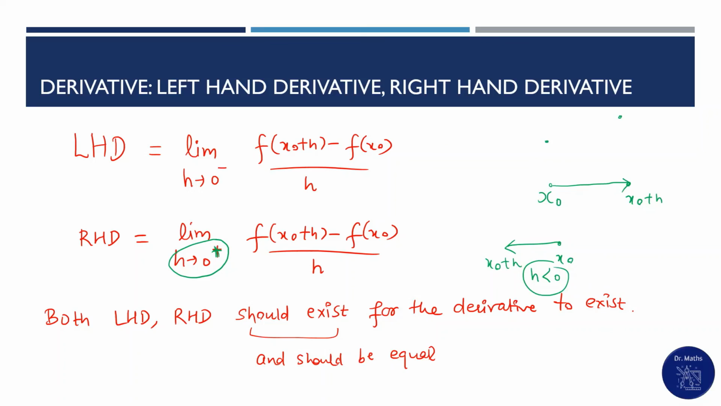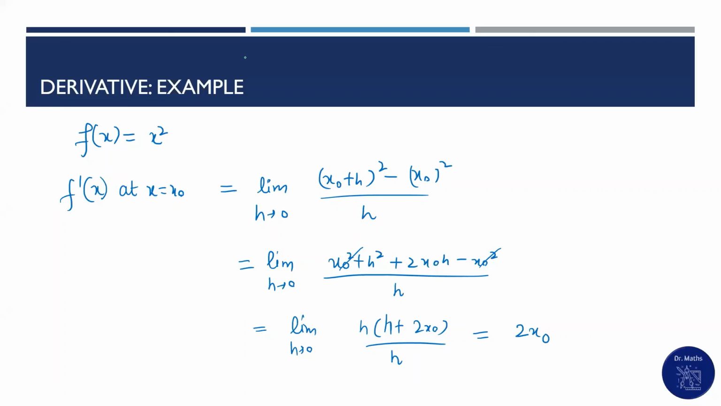So what we are trying to do is look at the variation in the value of the function from both sides, when you approach x naught either from its left or from its right. So both the left-hand derivative and right-hand derivative should exist and should be equal for the derivative to exist. Now I will show you how to compute the derivative of a particular function.